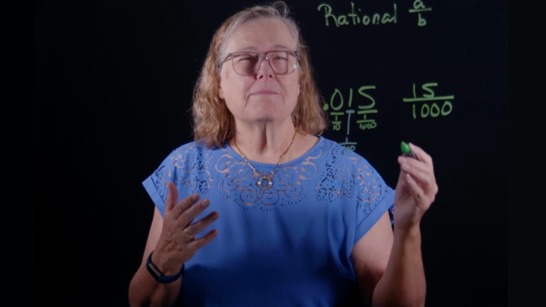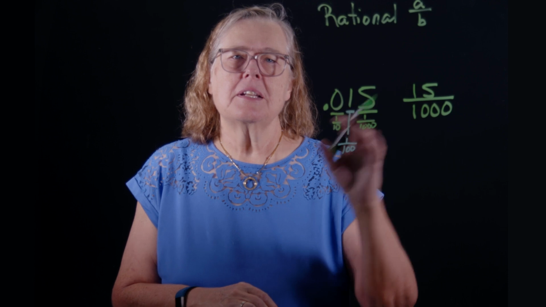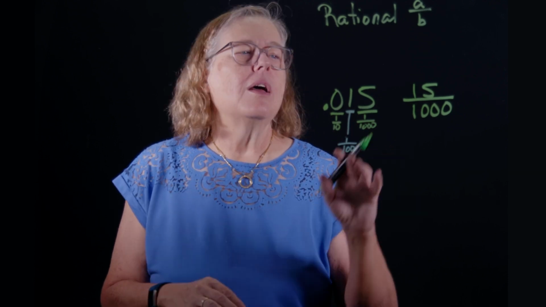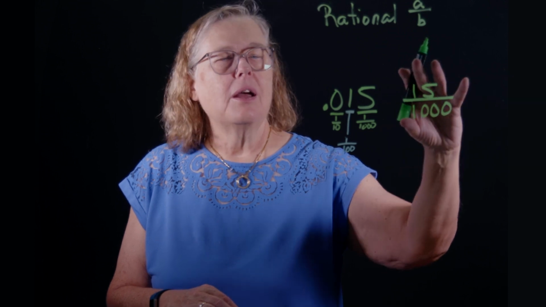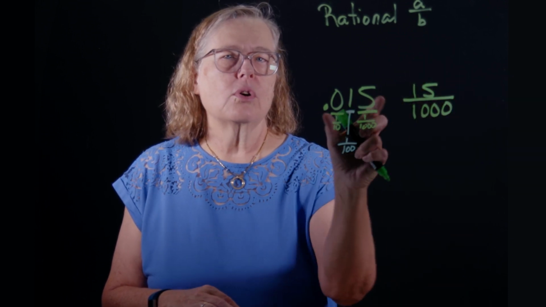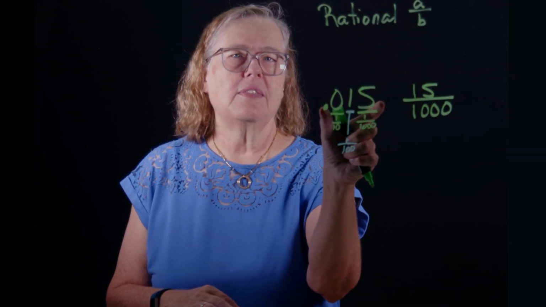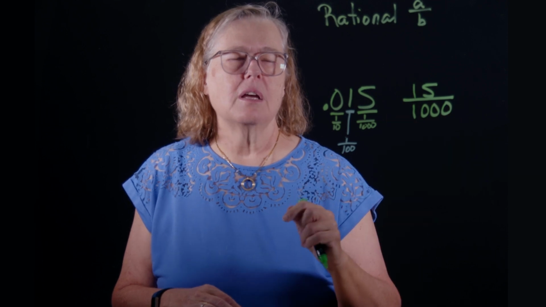How do we reduce? That's a later video. I'm not going to reduce it right now because that's not the point of this lesson. I'm going to get down a rabbit hole. We write this decimal as a fraction by putting it over its place. So this is 15 thousandths. It's 15 over 1,000. Let's try another one.